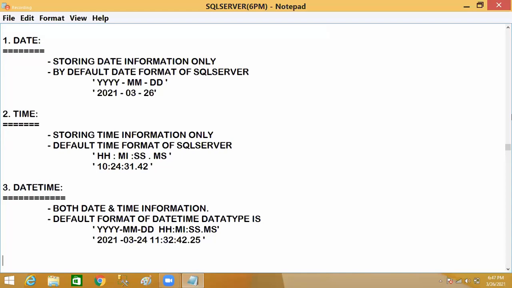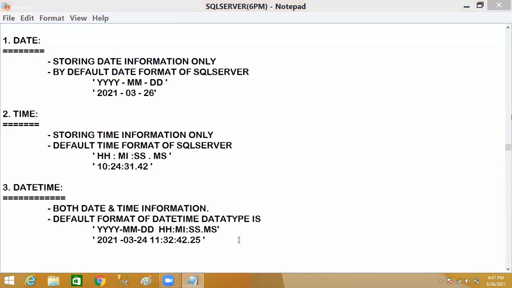Nowadays we can see transactions: on which day your transaction was done, and exactly at which time your transaction was done. When we want to store this kind of information, we compulsorily require date and time data types.